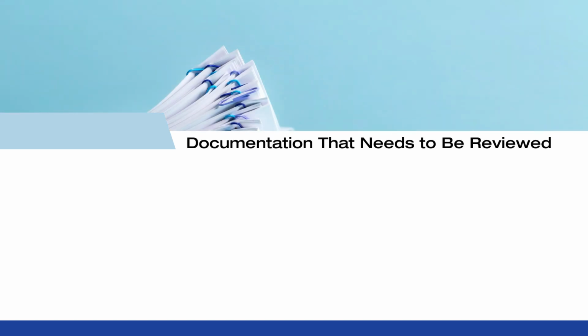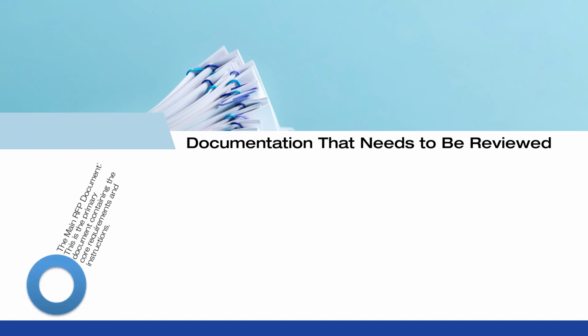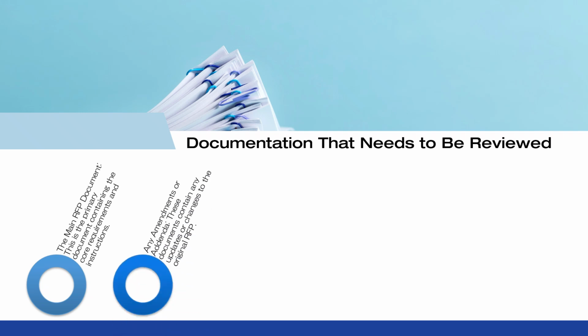Documentation that needs to be reviewed. It's not just the main RFP. You need to look at everything. Amendments, technical specs, sample contracts, questionnaires, they all contribute to the complete picture. The main RFP document. This is the primary document containing the core requirements and instructions. Any amendments or addenda. These documents contain any updates or changes to the original RFP.